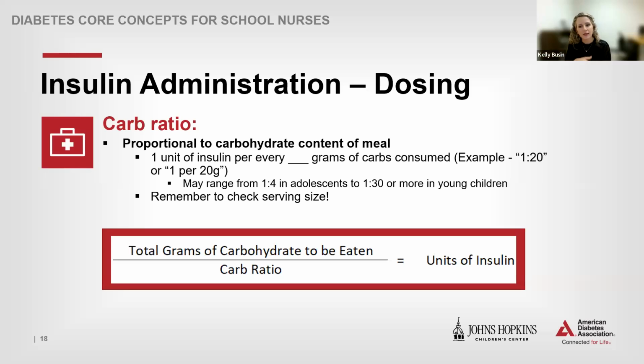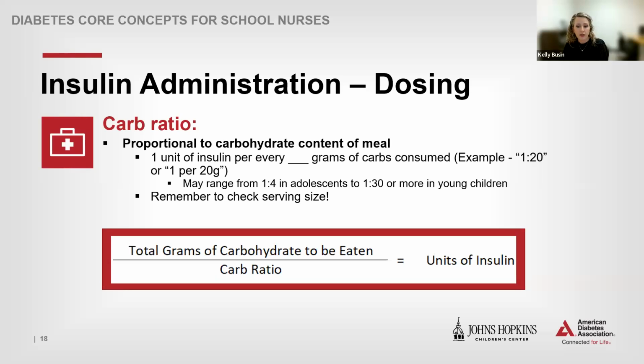Adolescents tend to need slightly stronger carb ratios, like 1 unit for every 5 or 6 grams of carbs due to insulin resistance and other growth factors, and just factors in general. And smaller children tend to need slightly weaker carb ratios for a variety of factors as well. But in general, they're just not as insulin resistant.